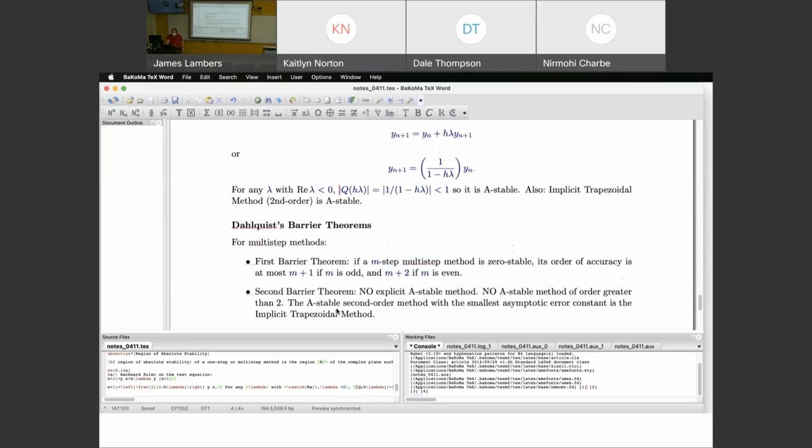Okay. So that's convergence analysis for you. How to show that a method is consistent and stable and therefore convergent.